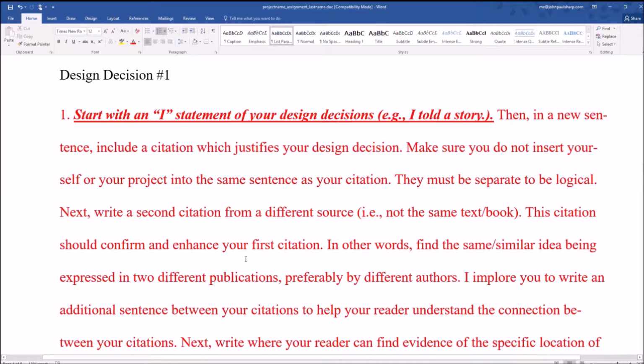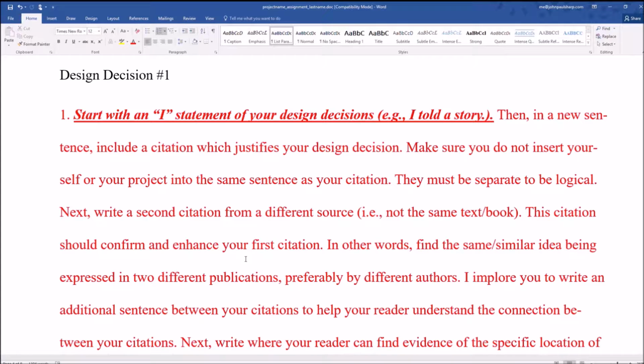So let me talk to you about the 4 aspects or components of a design decision for these design documents in this class. Your first component is an I statement of your design decision, basically what you did. Example, I told a story. The second component is your first citation, and the citation is going to be something from one of your 3 required reading books, or perhaps another source, but you're going to mainly stick with your 3 required readings.